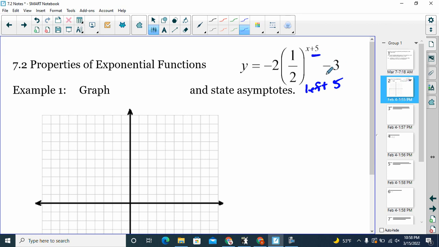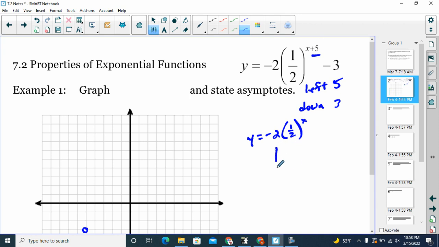And whatever's tacked onto the end is the vertical translation. It's exactly as you would think. Minus 3 does indeed mean down 3. So translation is going to be left 5 down 3. There's my translated origin. The parent function is the same as the original function, except we take out the translation. So we take out the left 5 down 3.